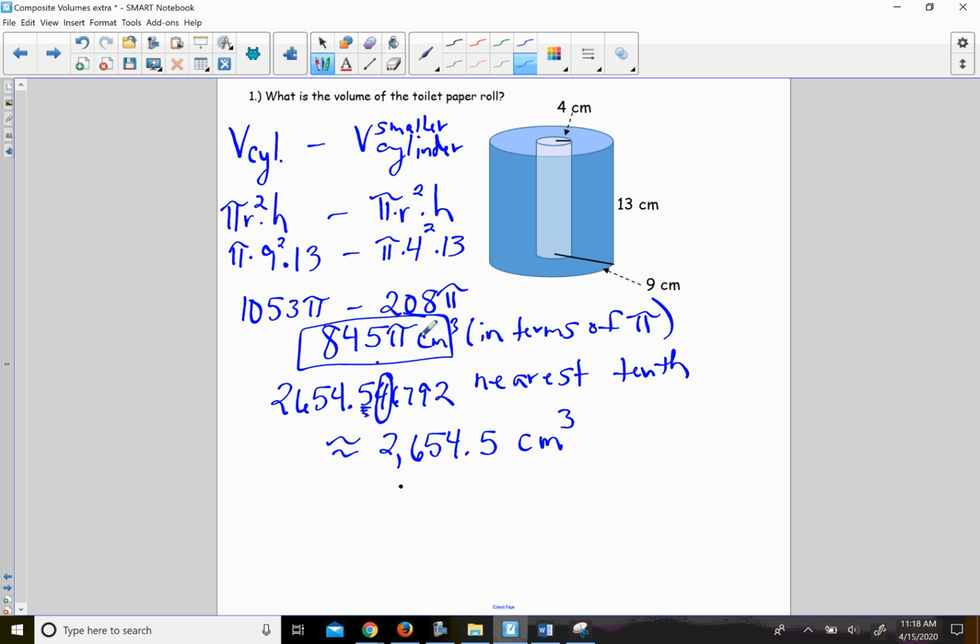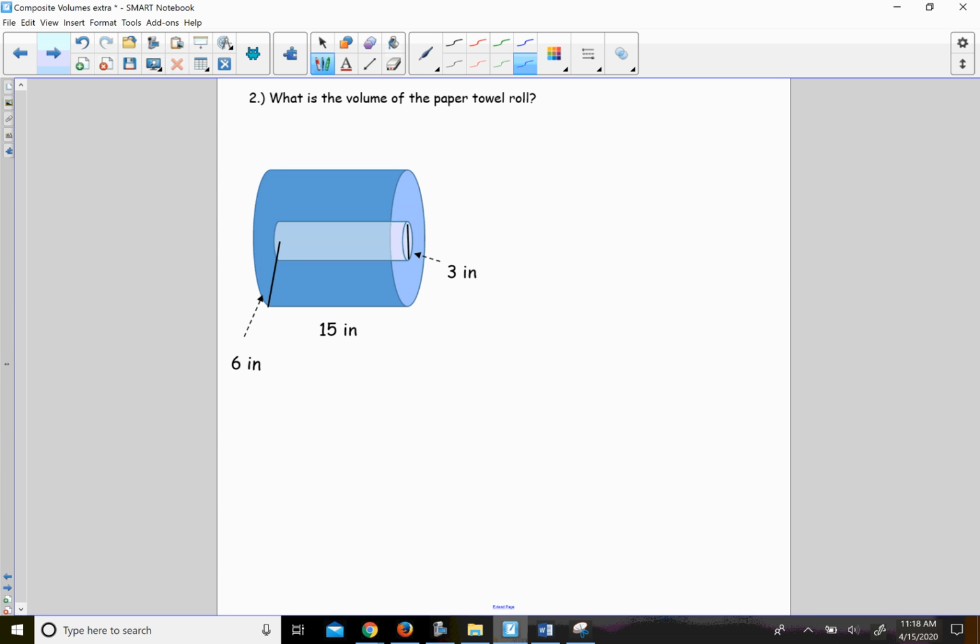All right, let's try this one more time with that paper towel roll. So what is the volume of the paper towel roll? So again, since I didn't specify where we want the exact answer, which also means we want to leave pi in our answer. So we'll say in terms of pi. Since I didn't specify a decimal place, we don't get to make up which one we round to.